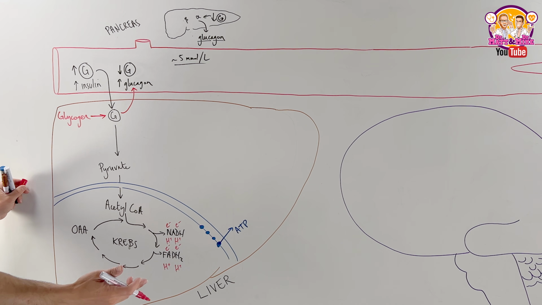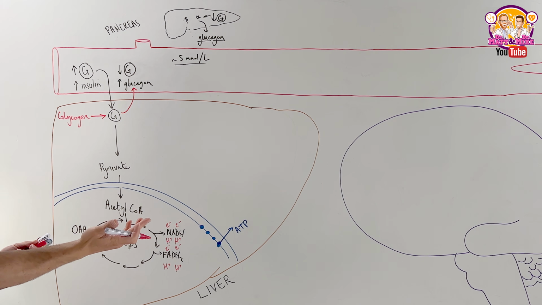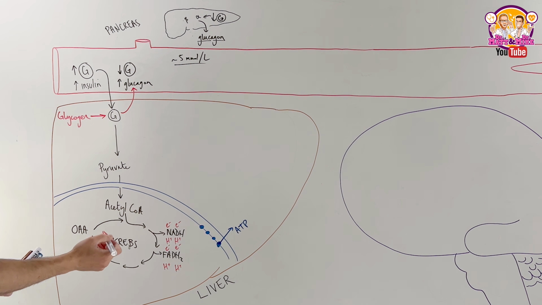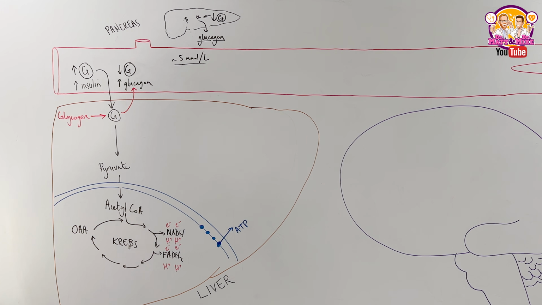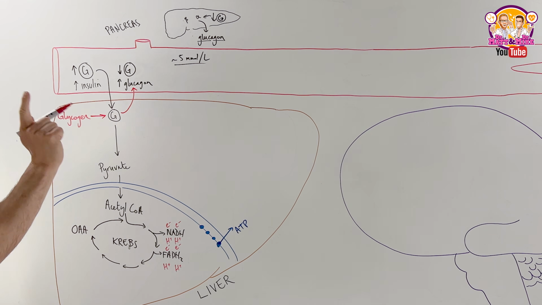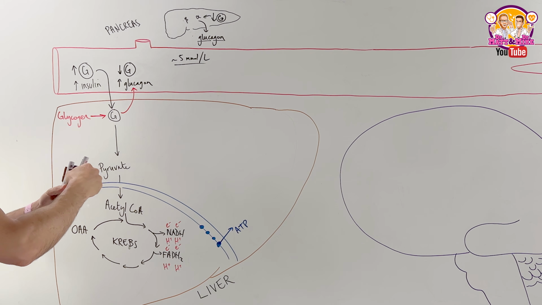Brilliant. What else could we do? Well, we could just reverse this whole process to produce glucose. That's a great idea. The problem is we can't take pyruvate and reverse it. Okay, so that's a bit of a problem. What can we do? I know what we can do. Glucagon can stimulate some other things.